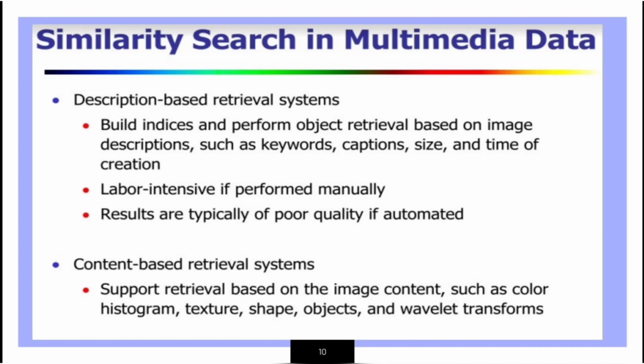Description based builds indices and performs object retrieval based on image descriptions such as keywords, captions, size and time of creation. It is labor intensive if performed manually, and the results are typically of poor quality if automated. This is the reason why we go for content based retrieval systems, since they support retrieval based on the image content such as color histogram, texture, shape, objects and wavelet transforms.